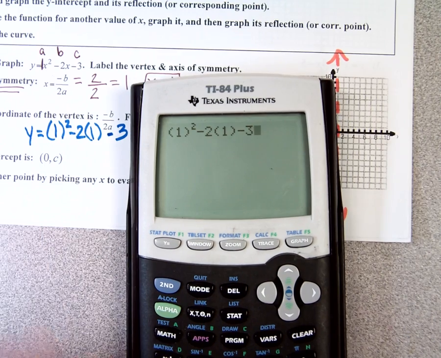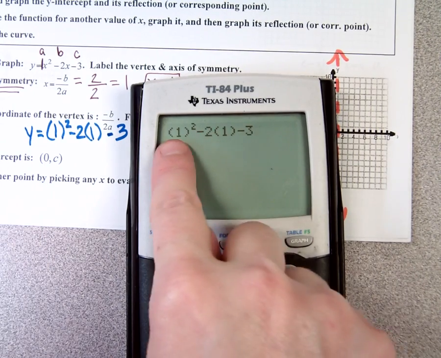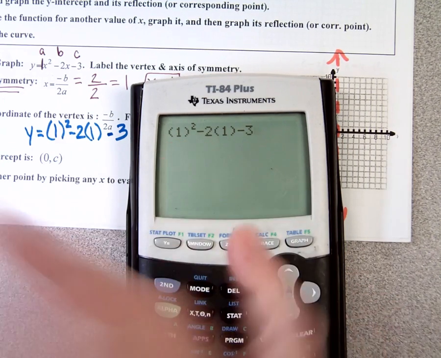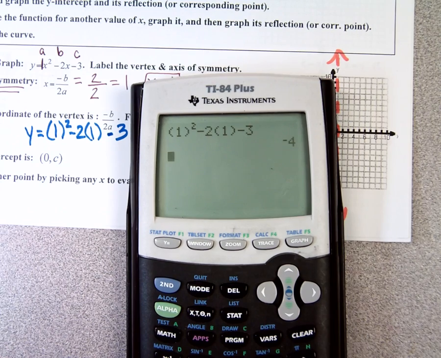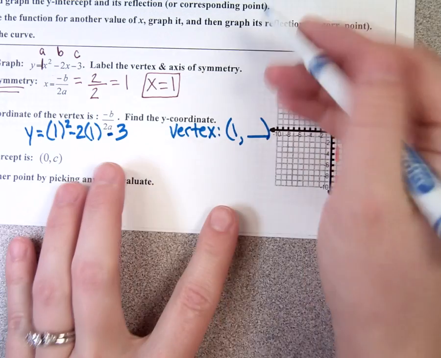So I just type it in the calculator like I wrote it on my paper, and the parentheses are very important, especially if you're plugging in a negative number. If you plug in a negative number and you don't use the parentheses right there, you're going to miss it. And we get -4. Did everybody get that? Okay, so that's our y value.